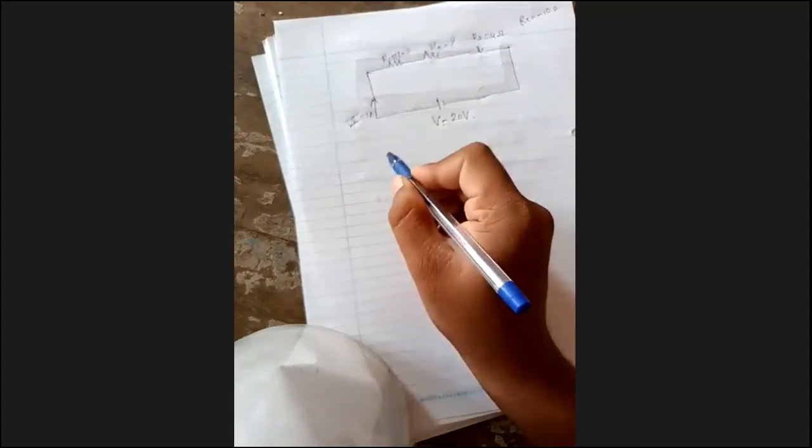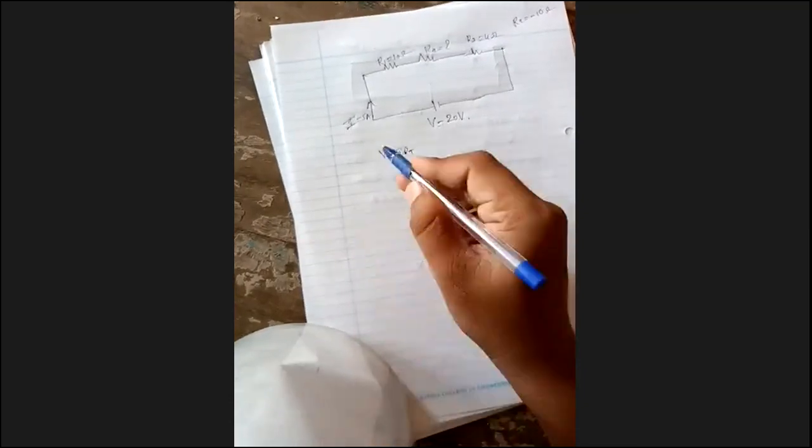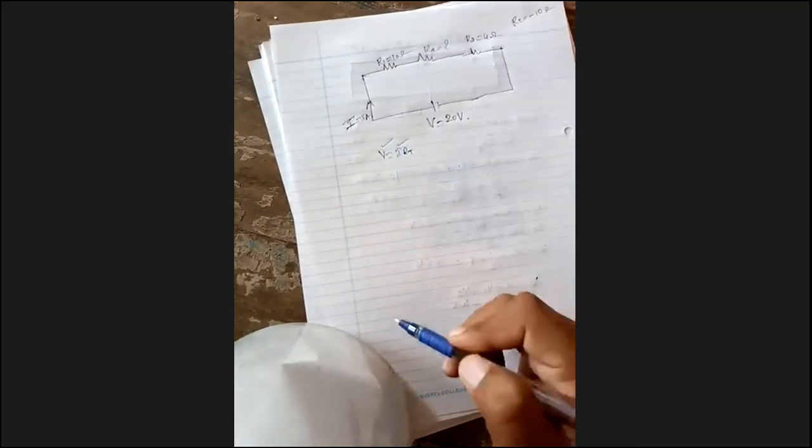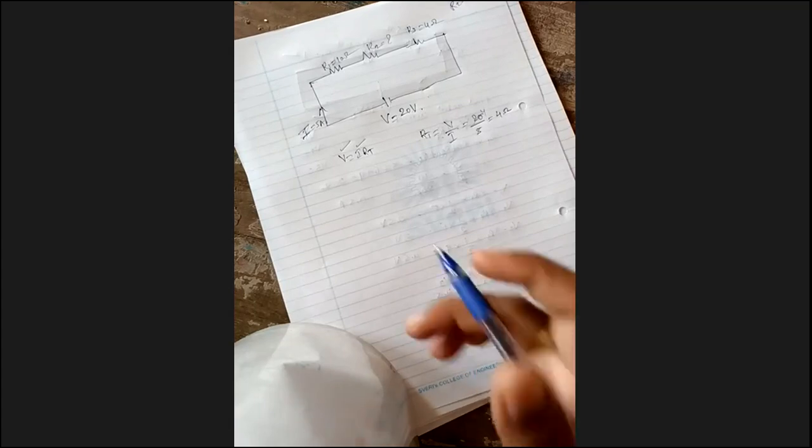So for the series circuit, V equal to I RT. We know the formula. We know the value of V, we know the value of I. We have to calculate RT now. RT equal to V by I. V equal to 20, I equal to 5, so it is 4. So 4 ohm is the total resistance.